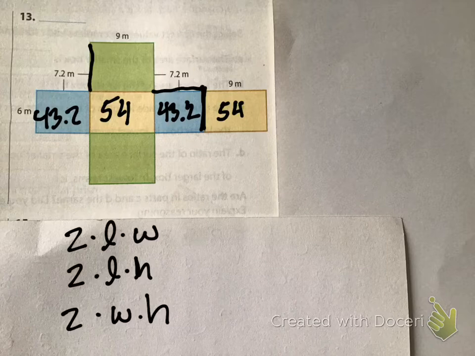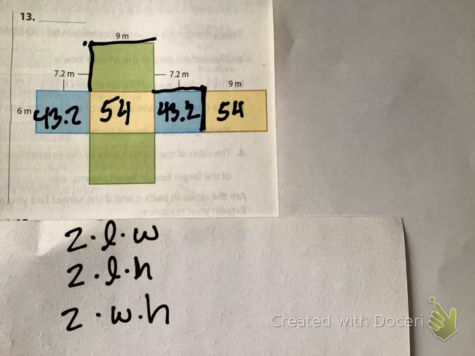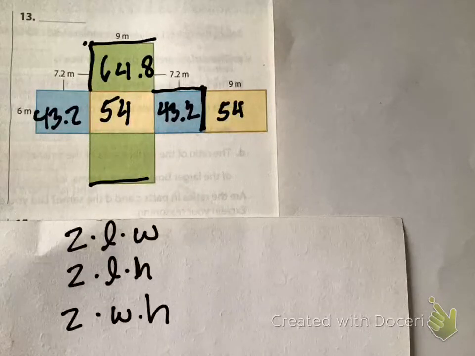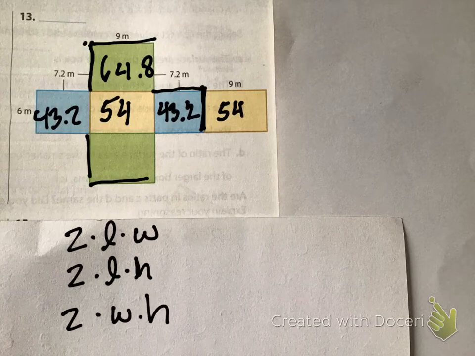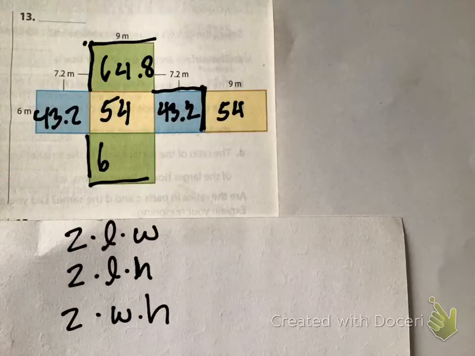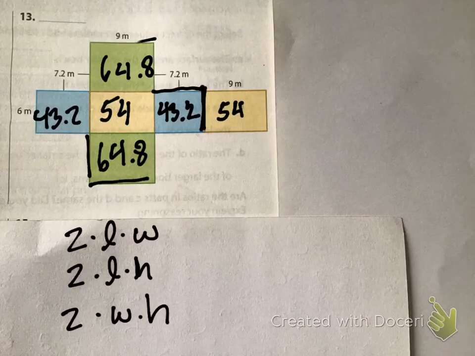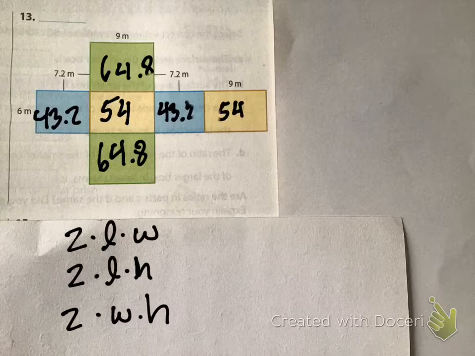This length is 7.2 and this length is 9. 7.2 times 9 gives us 64.8. I know that this is 9 as well, and it already told me because it's color-coded that this is 64.8. So what I've done here is I found the area, the plain old, straight old area of each of these rectangles, right? I found the area of each of these rectangles.